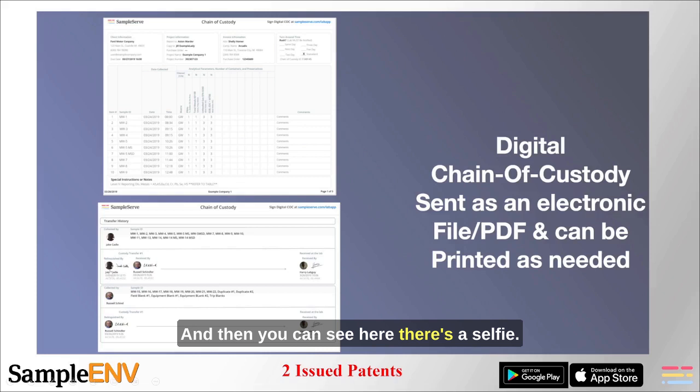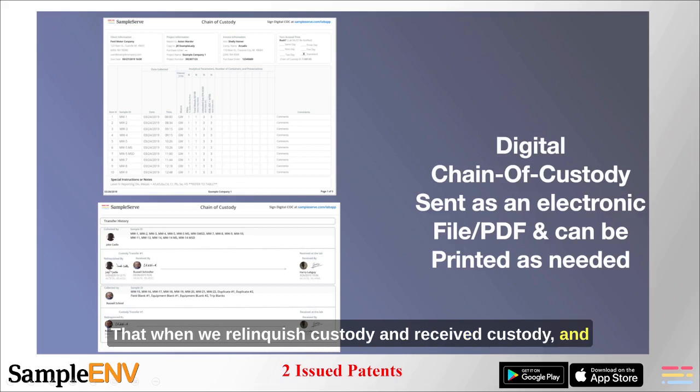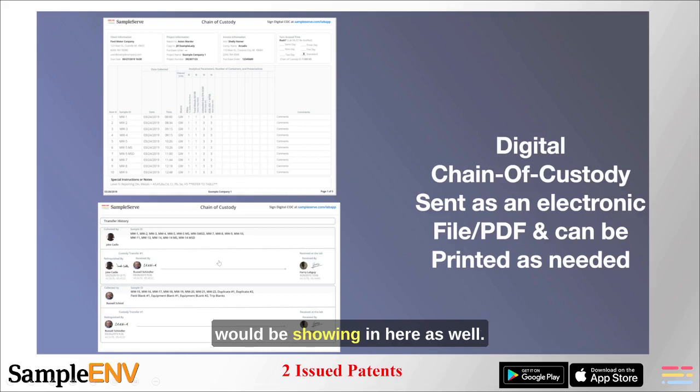And then you can see there's a selfie when we relinquished custody and received custody, and the signature and the date and the timestamp and GPS coordinate of when that happened, when and where. So these should be within a minute of each other, and the GPS should be within feet of one another. So then this is where the lab receives them there. If some other transfers occurred between there, those would be shown in here as well.